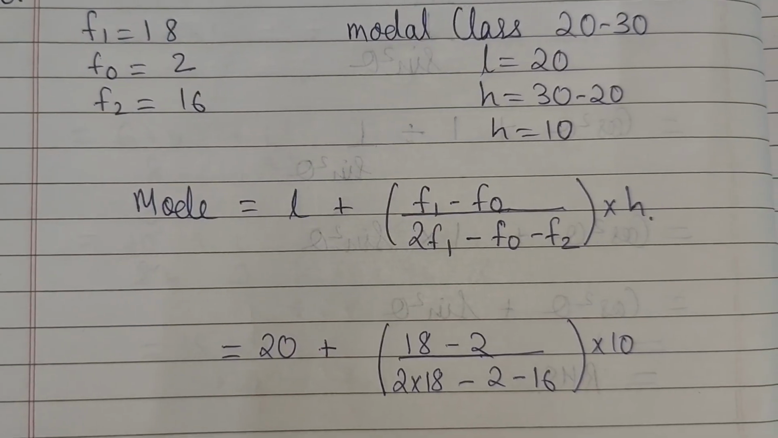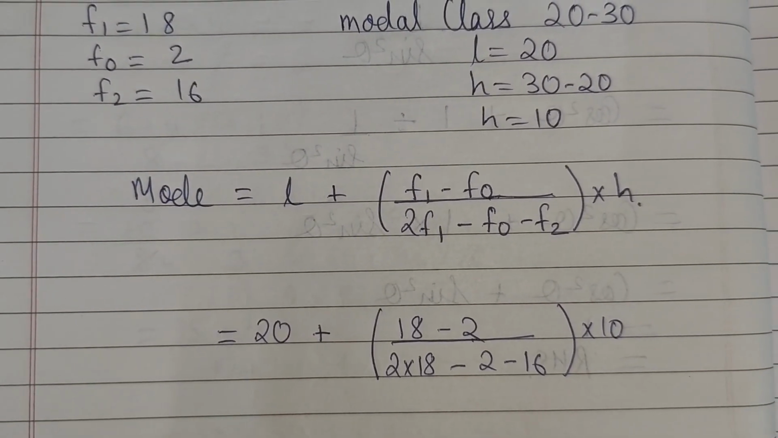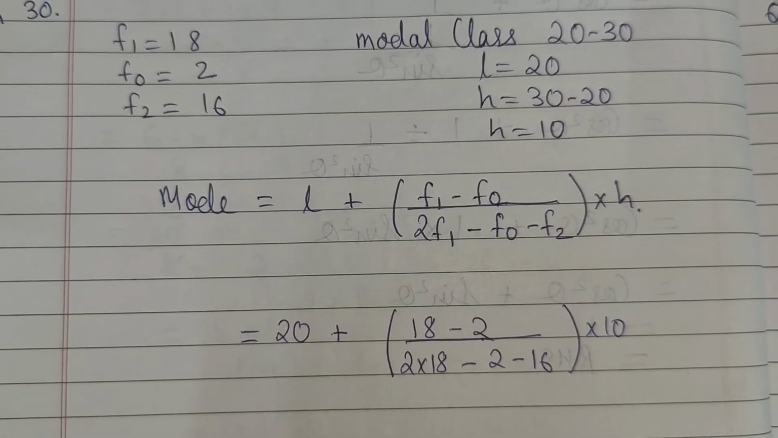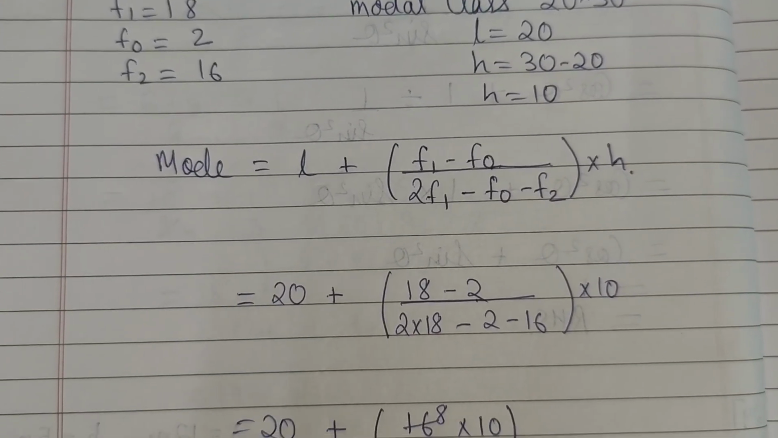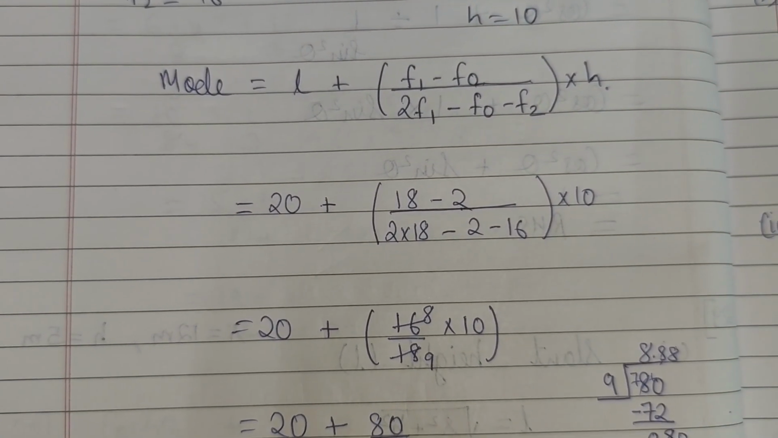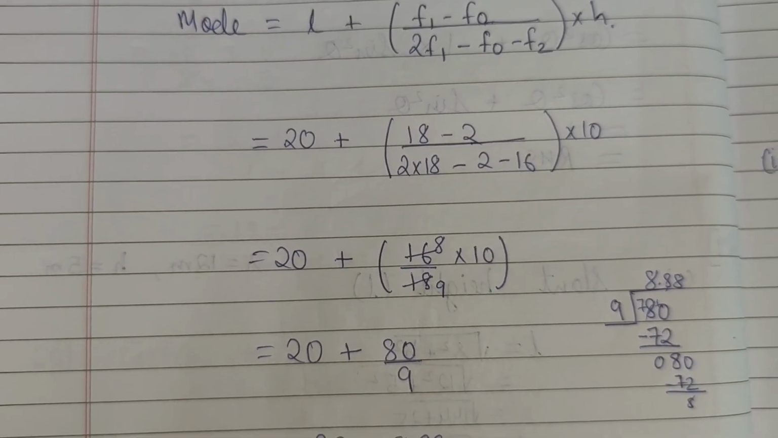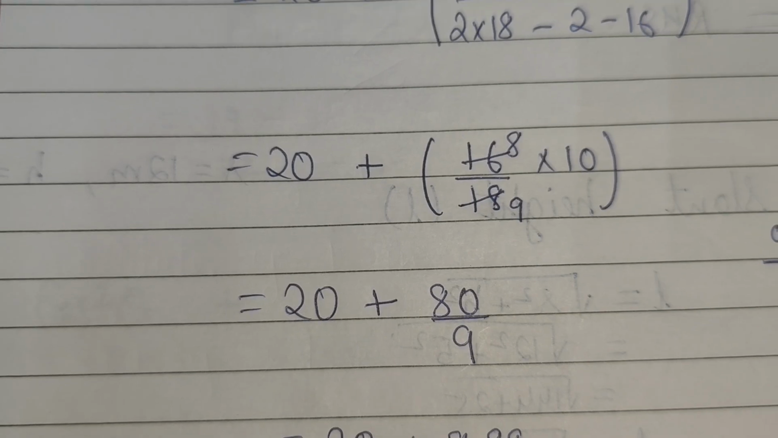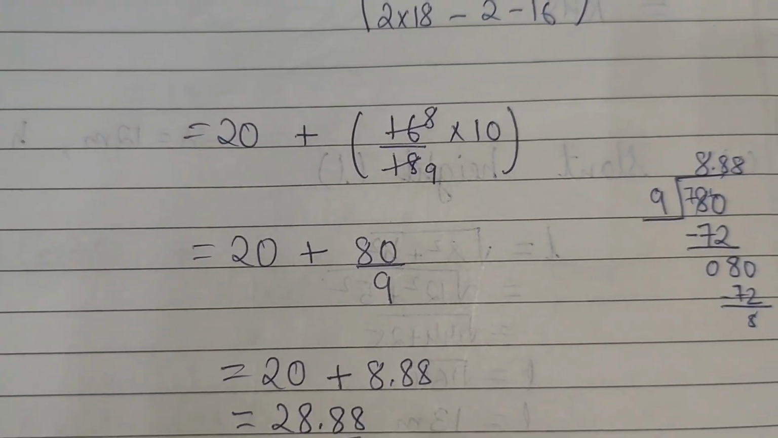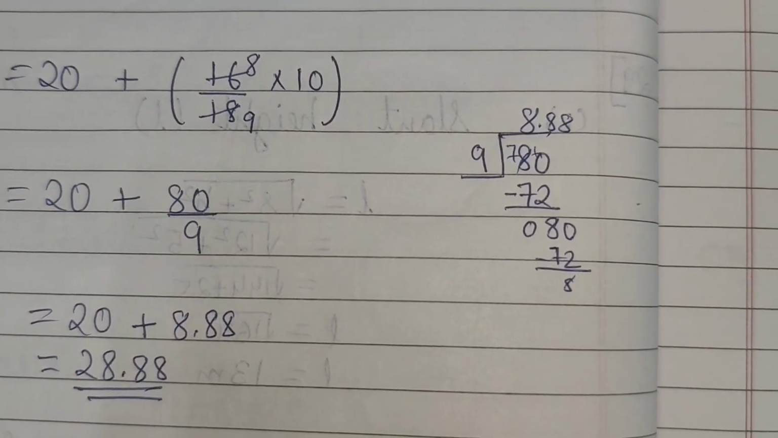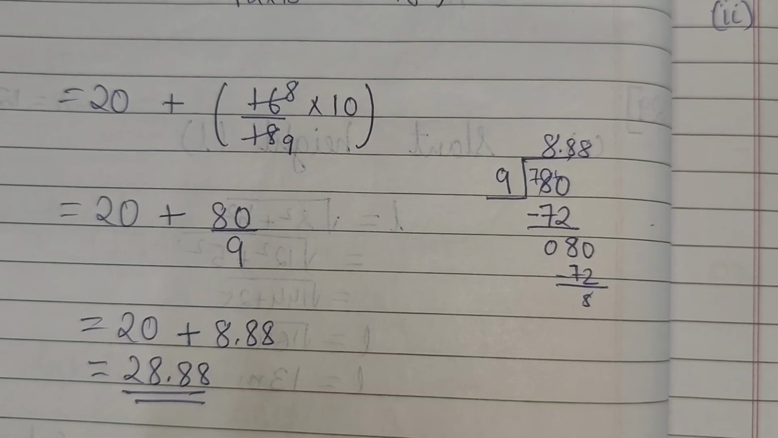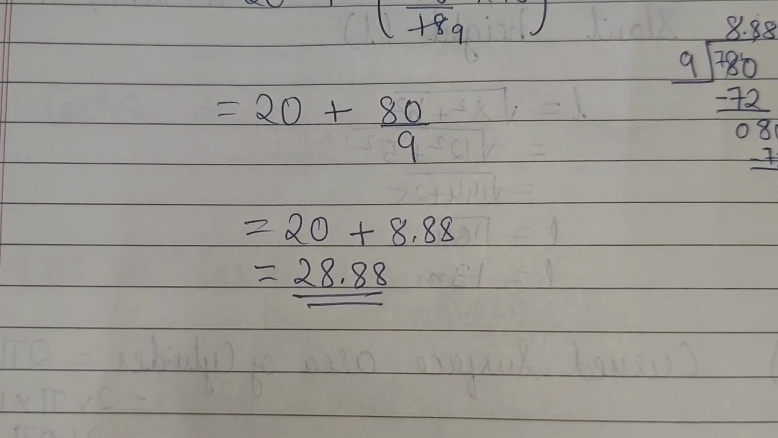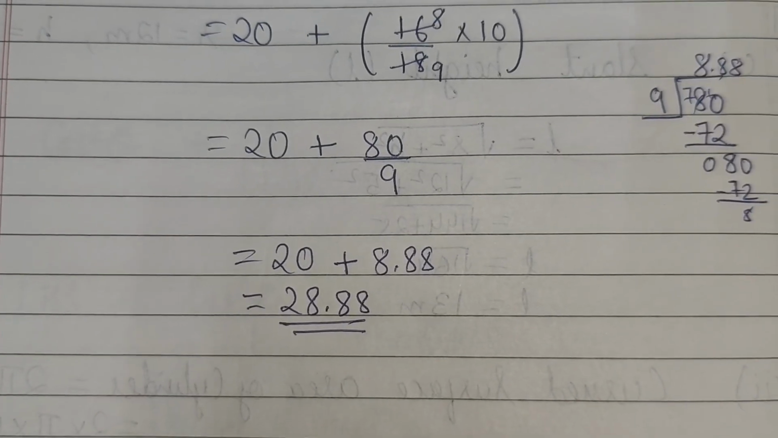So what is the formula of mode? Mode is equal to L plus bracket F1 minus F0 upon 2F1 minus F0 minus F2, multiplied by H. So after substituting the values, I will get 20 plus 80 upon 9. Then I did division over here, 80 divided by 9, and the final answer I will get as 28.88.